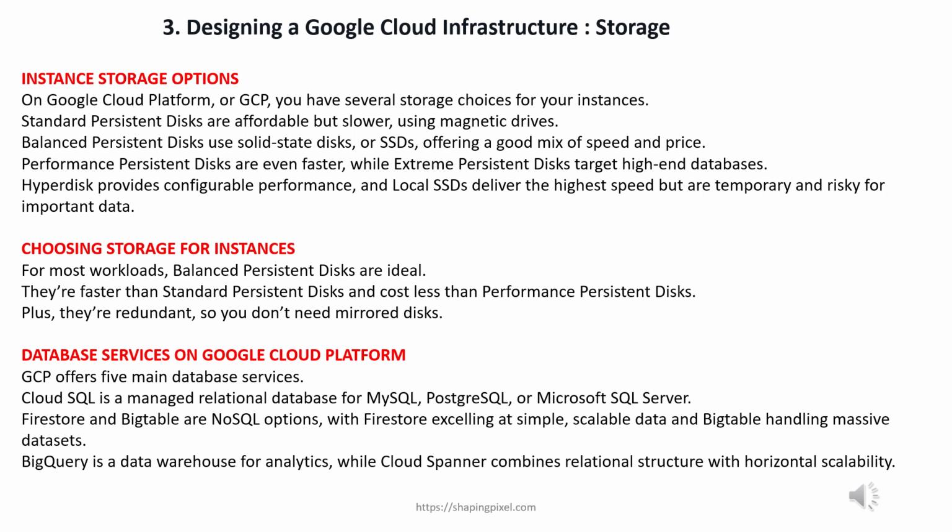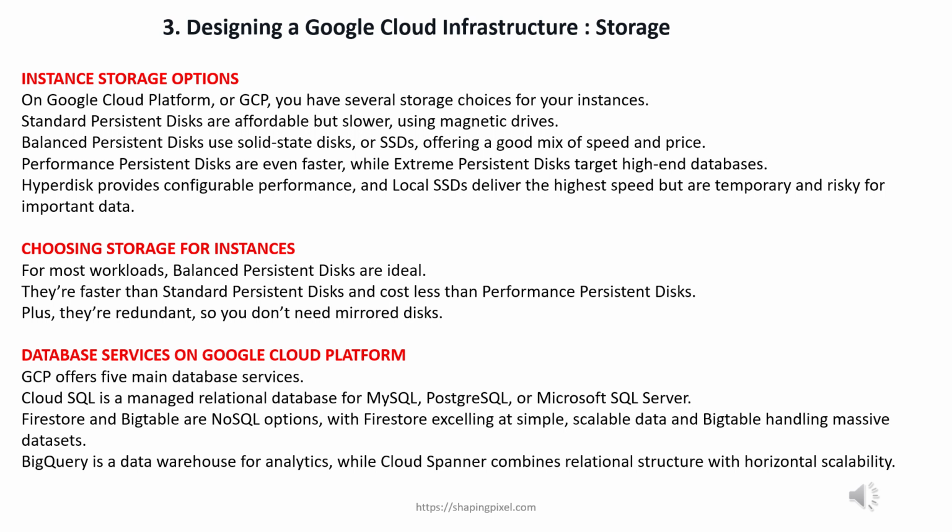On Google Cloud Platform, or GCP, you have several storage choices for your instances. Standard persistent disks are affordable but slower, using magnetic drives. Balanced persistent disks use solid-state disks, or SSDs, offering a good mix of speed and price. Performance persistent disks are even faster, while extreme persistent disks target high-end databases. Hyperdisk provides configurable performance, and local SSDs deliver the highest speed, but are temporary and risky for important data.